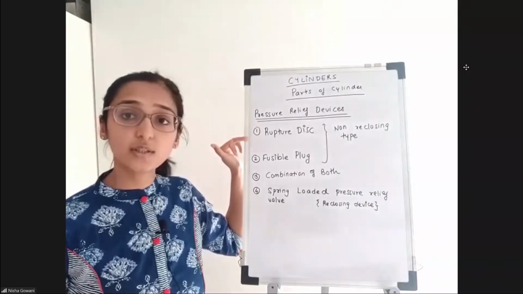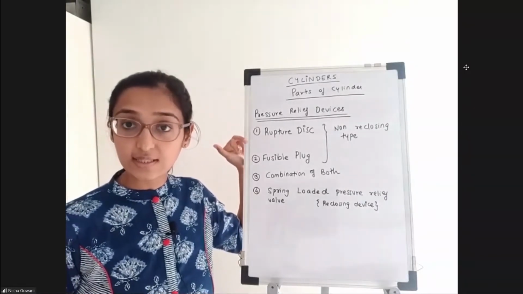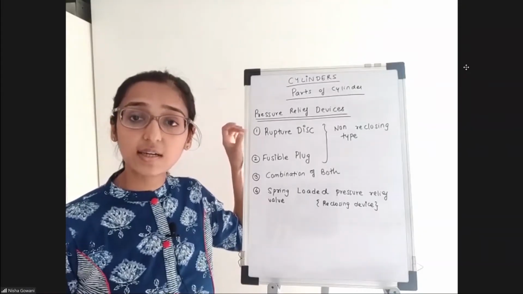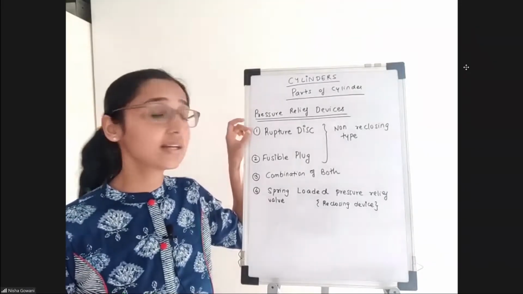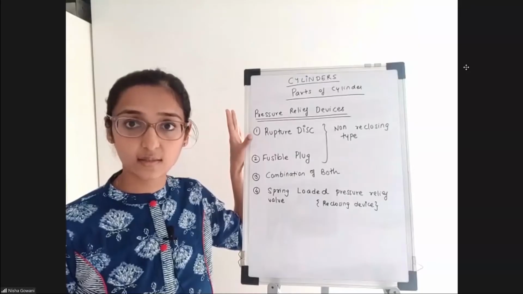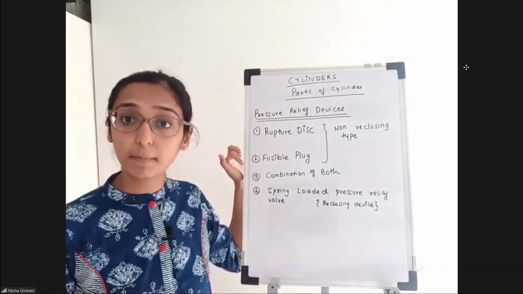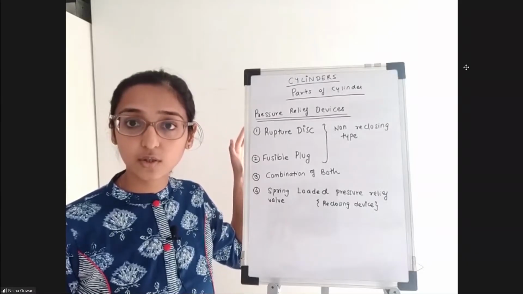That is, once this disc has ruptured or once this plug has melted, you cannot close it. So the ruptured disc is a safety mechanism: when the pressure within the cylinder exceeds the service pressure of the cylinder, this disc will rupture and vent out the excess gas. The second is the fusible plug. This is a material that will melt when a certain temperature is exceeded.